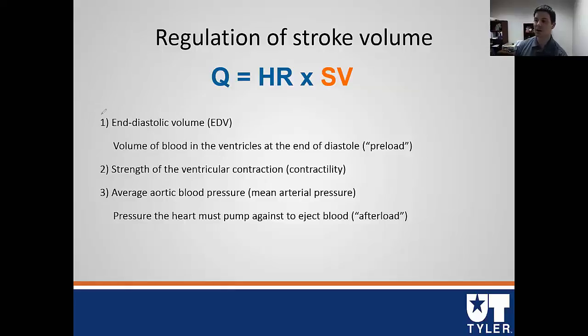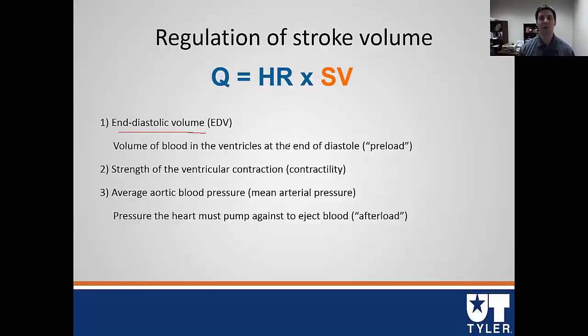So first, we'll start with a broad overview. In general, we can say stroke volume can be regulated by three primary mechanisms. One is the end diastolic volume, or EDV. If this is a new term, end diastolic volume is simply defined as the volume of blood in the ventricles at the end of diastole. Right? So this is at the end of the relaxation period, right before the heart gets ready to contract. Because of this occurring right before the contraction, the other name that we have for this is called preload. Again, end diastolic volume, which is preload.